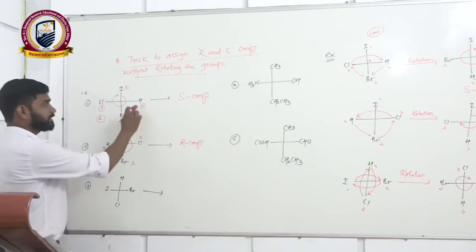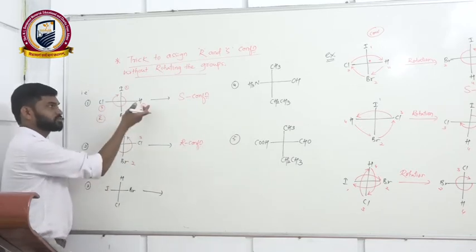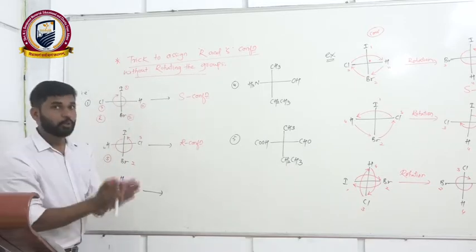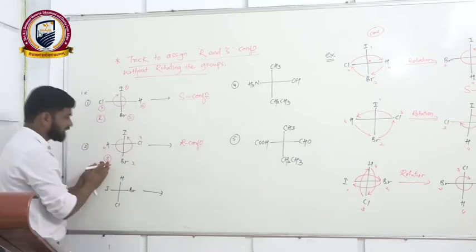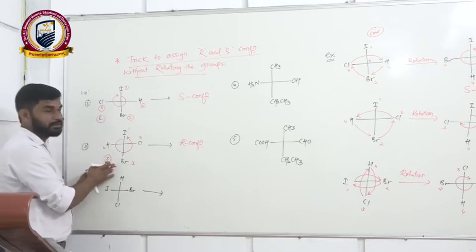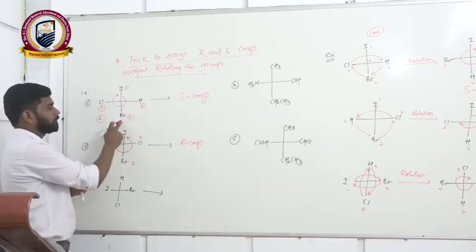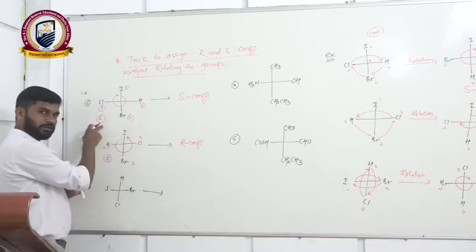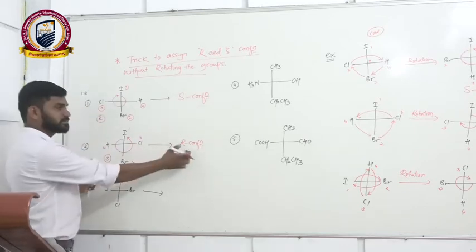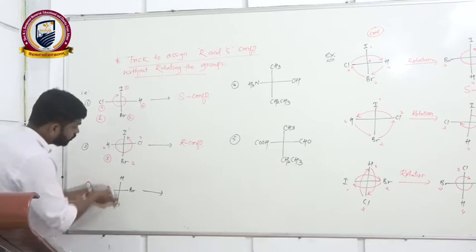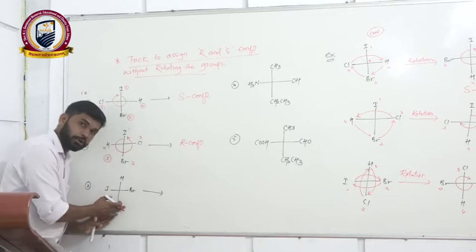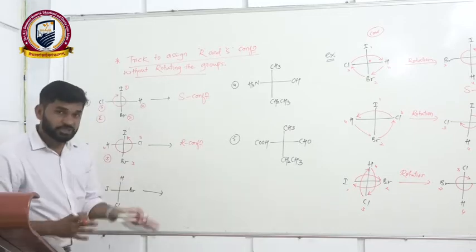If the lower priority group is on the left or right, it doesn't matter. If the lower priority group is on the right side or on the left side, write the configuration opposite to the configuration you are getting without rotating. We are not keeping the lower priority group at the bottom here, so we are getting our configuration and writing opposite to that configuration as S configuration. Here in this case also the same. If the lower priority group is at the top as well as at the bottom, never write the opposite configuration.